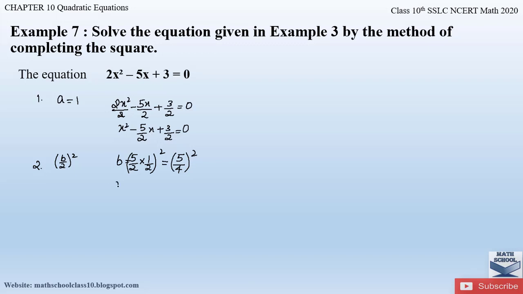So let us do that. x square minus 5 by 2 x. After this x term we are going to add and subtract, so plus 5 by 4 the whole square minus 5 by 4 the whole square plus 3 divided by 2 is equal to 0. This is the second step we have completed.